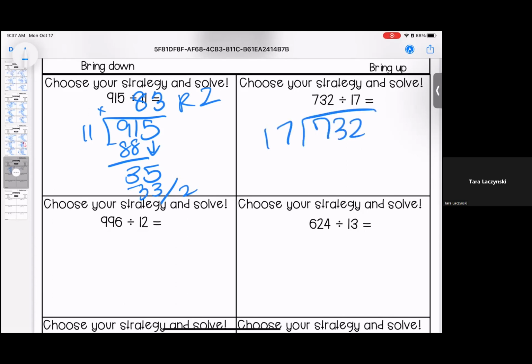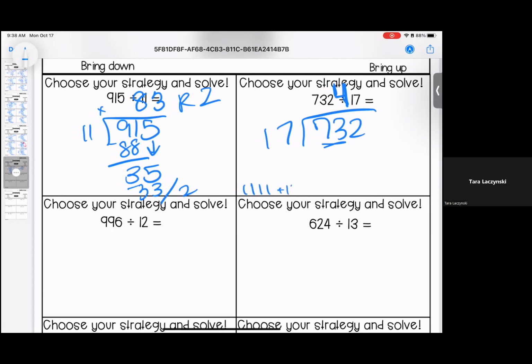732 divided by 17. 17 is not going to go into 7, but it will go into 73 4 times. Remember the power of guess and check. 17 is like 15 with 2 friends, so I can skip count by 15s. And then for every group I use, I'm going to add 2 more at the end. So what I mean by that is I can say 15, 30, 45, 60 is the closest I can get.